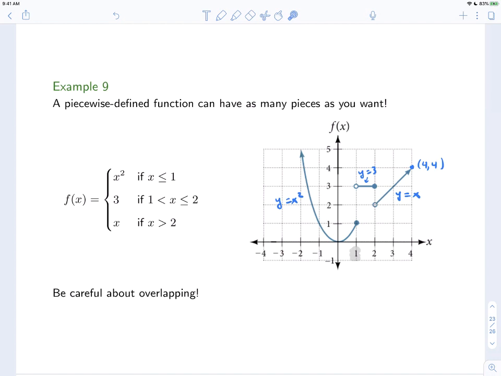So the idea is you're given an x, and you're trying to figure out what the output is. You see where this x lies. Is it greater than 2? No. Is it between 1 and 2? No. Is it equal to 1? Yes. x is less than or equal to 1, so that means we use the first rule. If x is equal to 1, you get 1 squared, which is 1, which is what you see here. 1, 1.